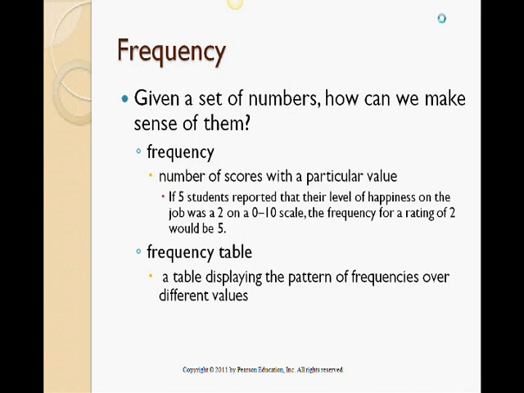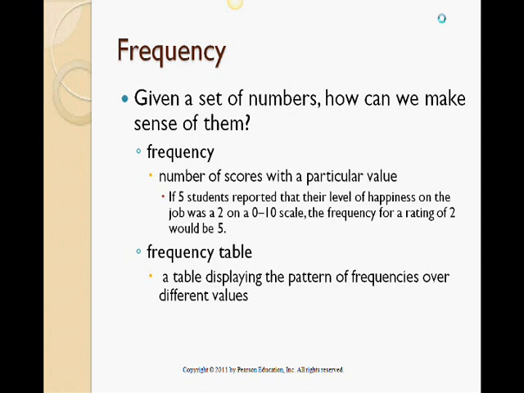And once we calculate these frequencies, for example, say that on a scale from 0 to 10, you have 5 people who rated their happiness as a 2. Then the frequency for the rating of 2 would be 5. And what we're going to do is take all of the different values and place them in a frequency table, and this will allow us to get a better idea of what our data looks like.